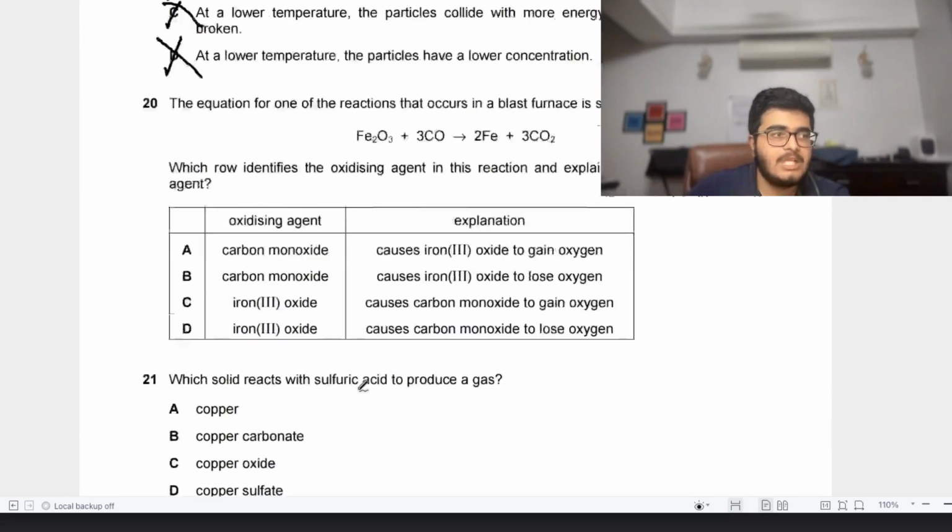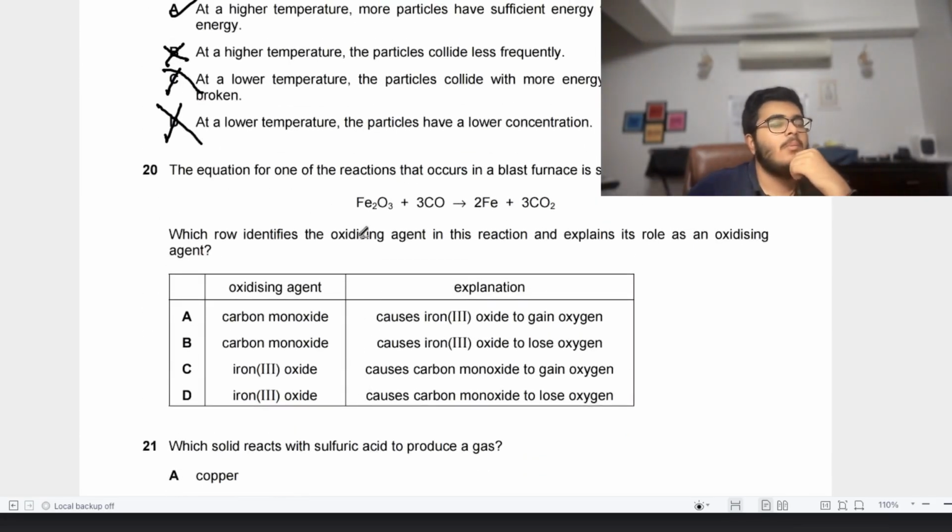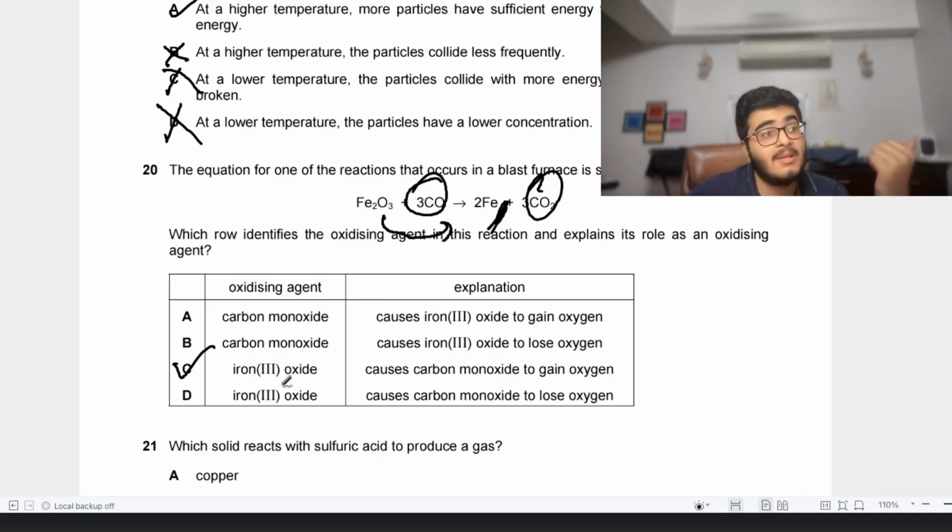Okay. Now we know one thing: losing of oxygen is reduction. Gaining of oxygen is oxidation. What is an oxidizing agent? It is something which is reducing itself to oxidize something else. So the correct answer will be C, because if you see, iron is losing an oxygen to oxidize this. So iron is reducing itself, however, it will be the oxidizing agent.